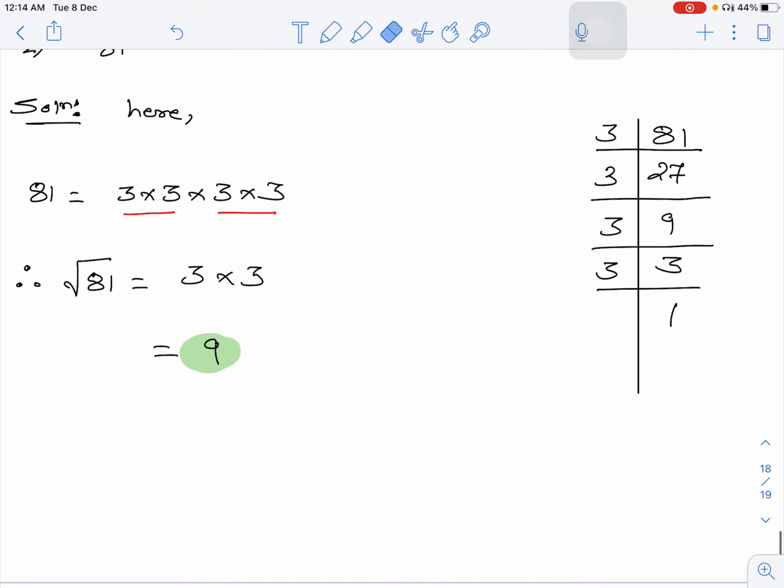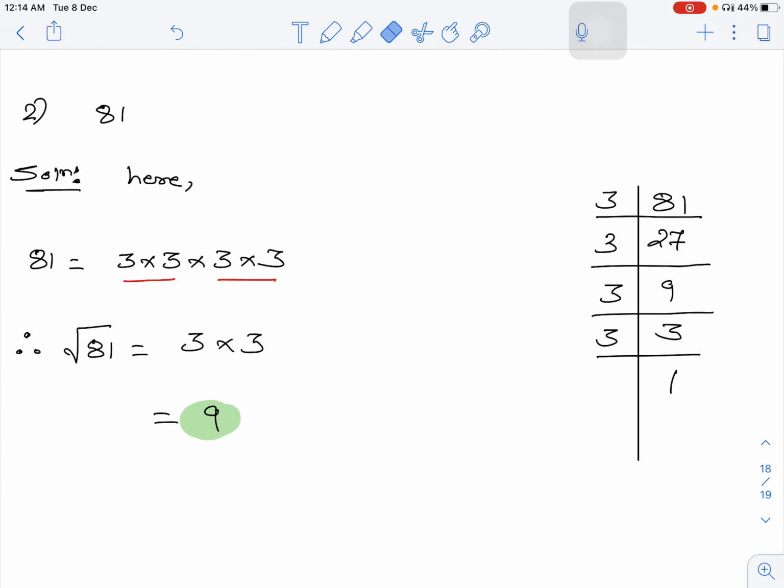So two methods we have learned today. The first method is finding the square root by repeated subtraction, in which every time we subtract an odd number, and our second method is the prime factorization method.